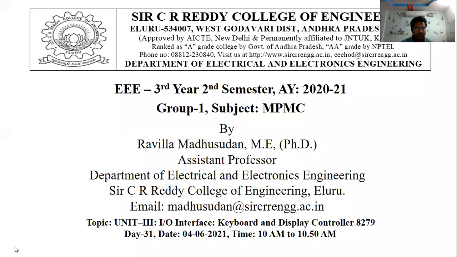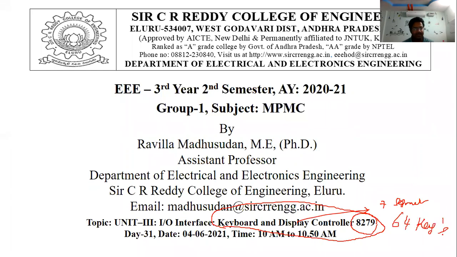Today we are going to discuss the keyboard and display controller 8279. This is a specially designed controller. It is only useful to connect the keyboard and display, nothing but 7 segment display. Display means here we are using the 7 segment displays. By using this 8279, we are going to connect nearly 64 keys.